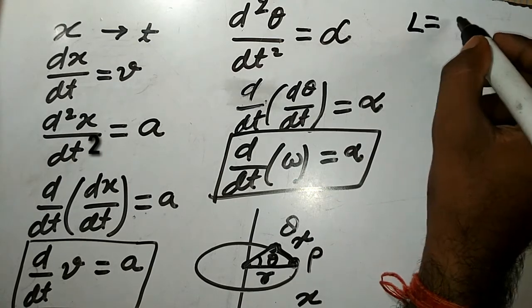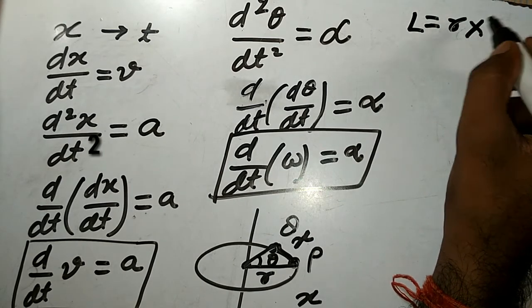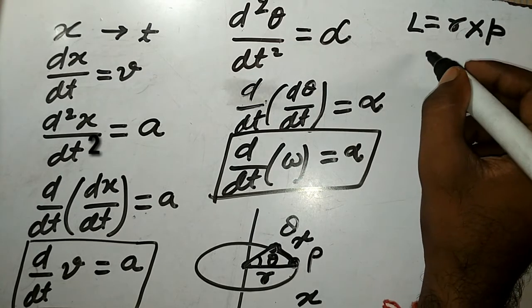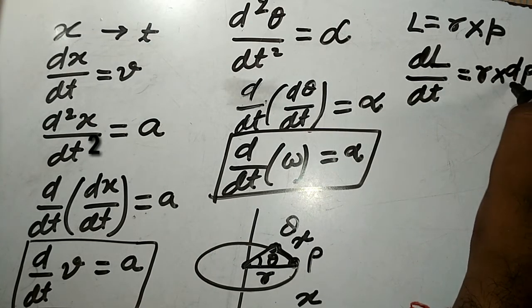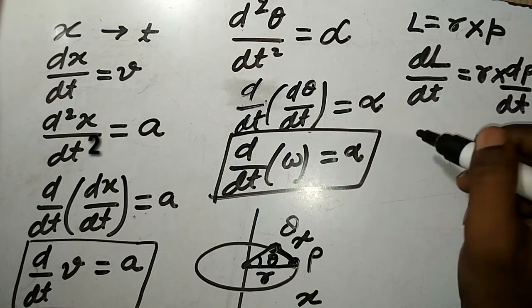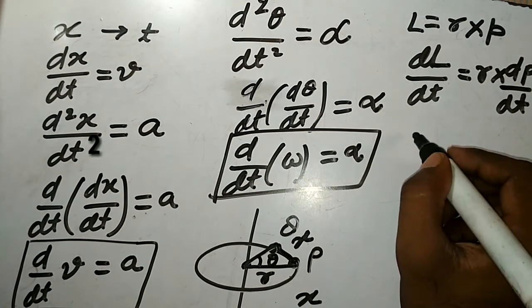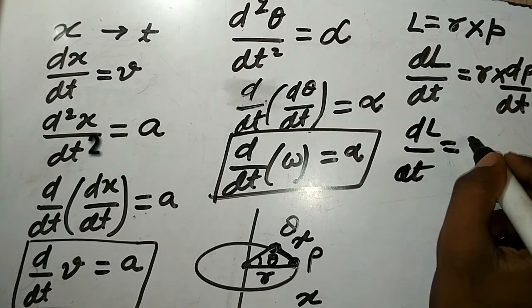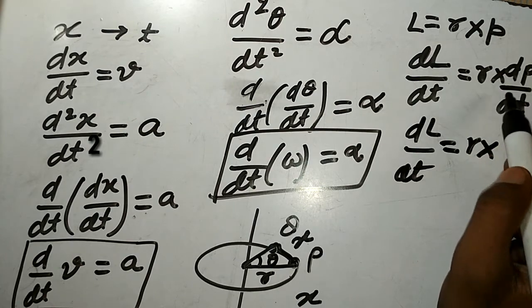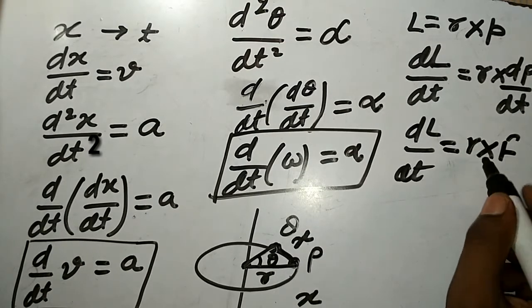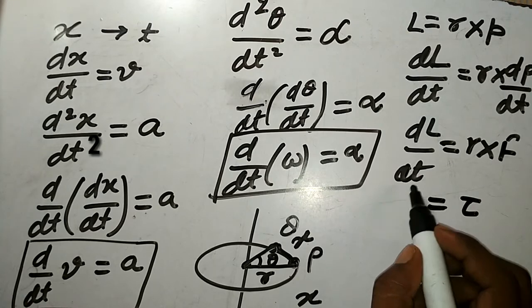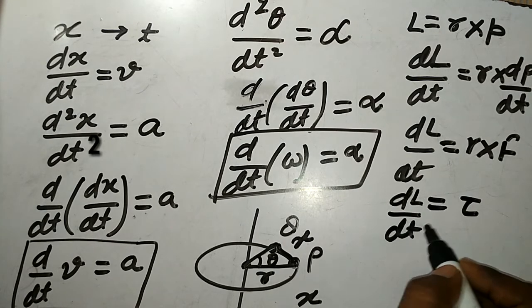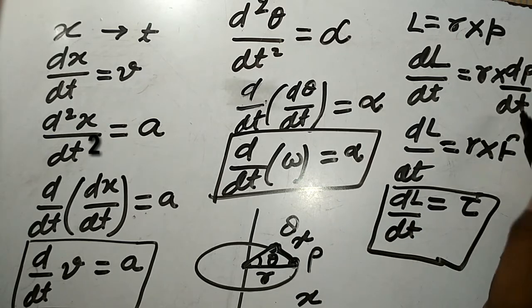The angular momentum L is nothing but the product of the radius vector r into the linear momentum p. Now differentiate it also. So we have dL upon dt is equal to r into dp upon dt. Here r is constant, so it can be taken outside the differentiation. So dL upon dt is equal to r into the rate of change of momentum with respect to time, and it gives you the force, the linear force. Now this r into F is the torque tau produced in the body. So the rate of change of angular momentum gives you the torque, while the rate of change of linear momentum gives you the force.